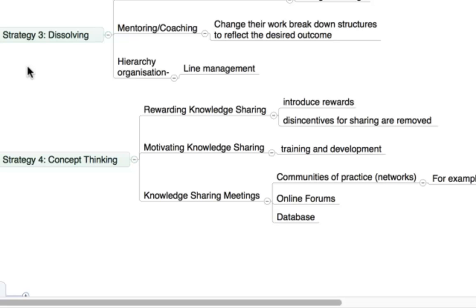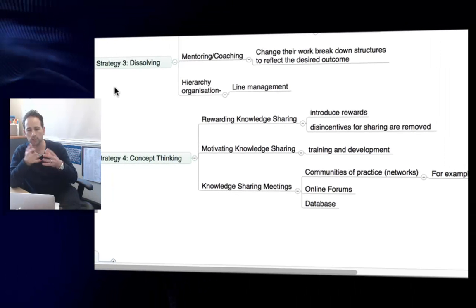The second aspect I thought about was motivating knowledge sharing, and this would be achieved by implementing a training and development program. And lastly, the knowledge sharing meetings. My different suggestions for this were communities of practice, so networks, for example, Asana, which I mentioned before, online forums, or have a database which can be shared between the 2 different geographies, locations and the two different teams.